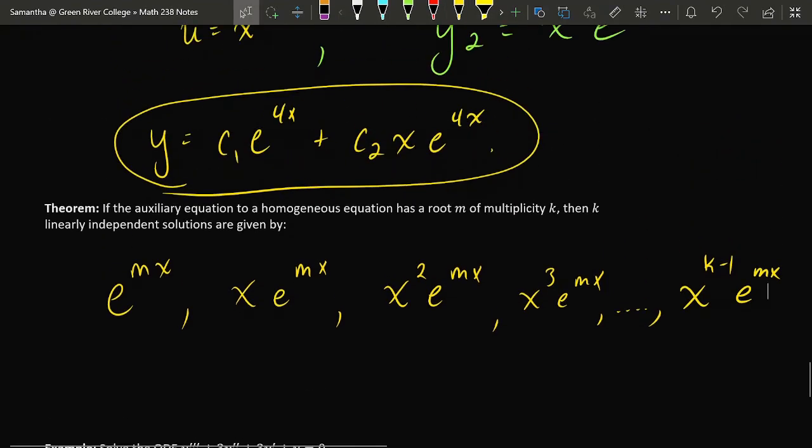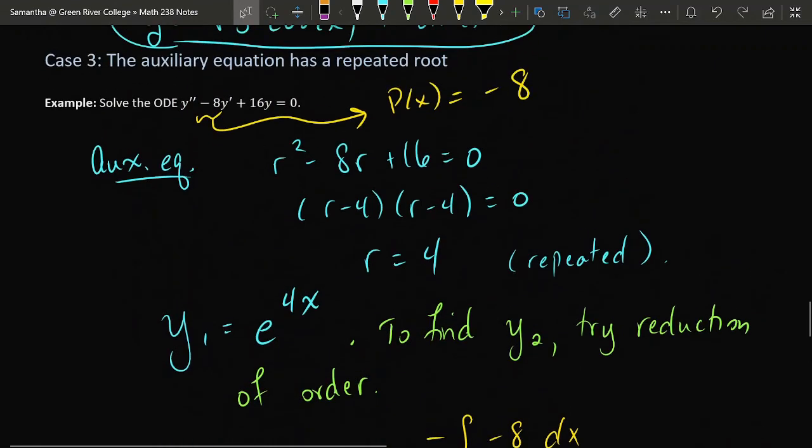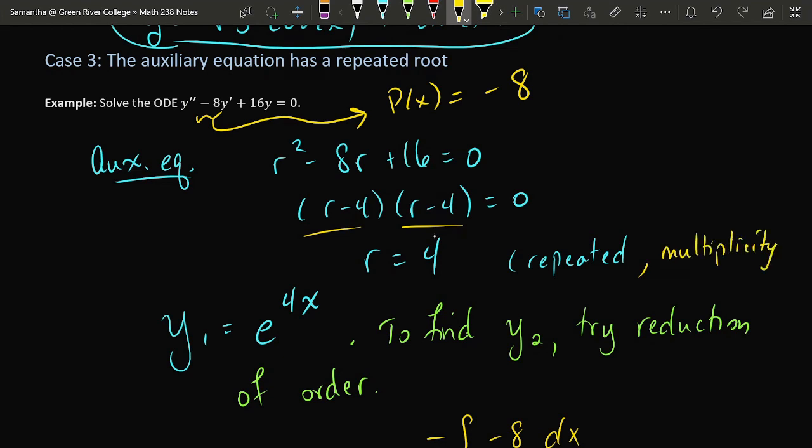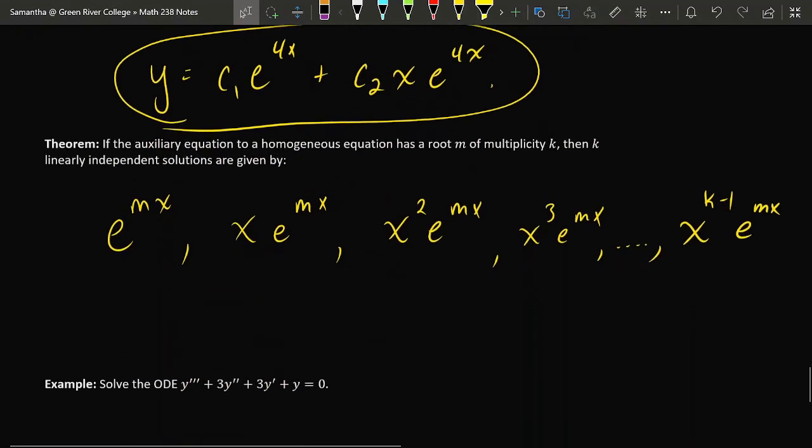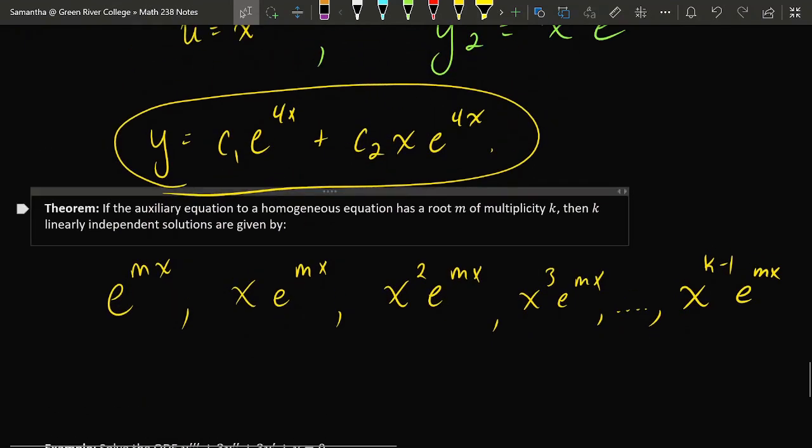For example, in the previous problem, r equals 4 showed up as a solution of multiplicity 2 in our auxiliary equation. A multiplicity 2 because r minus 4 showed up 2 times. So I was able to construct two linearly independent solutions, one from e to the 4x, and the next one by sticking an extra copy of x onto e to the 4x.